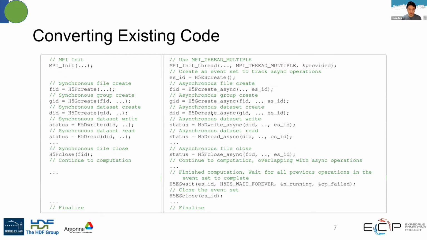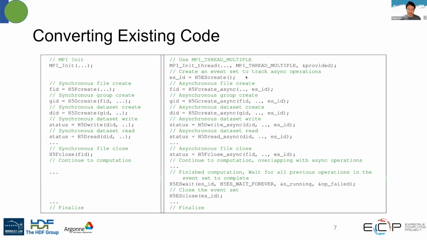So here is a brief example of how users should convert their existing code to use the async event set APIs and fully utilize the asynchronous I/O feature. First of all, since async I/O often involves MPI operations, we require MPI_THREAD_MULTIPLE to ensure MPI thread safety and not confuse MPI with different calls from the application thread and the async background thread. So MPI_Init will need to change to MPI_Init_thread with thread multiple support.